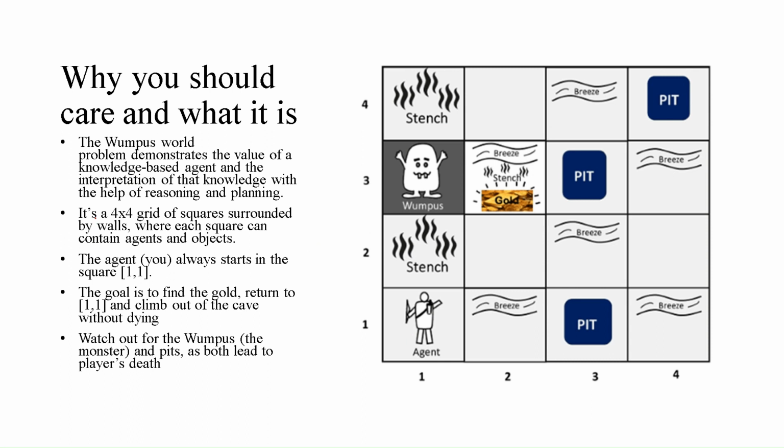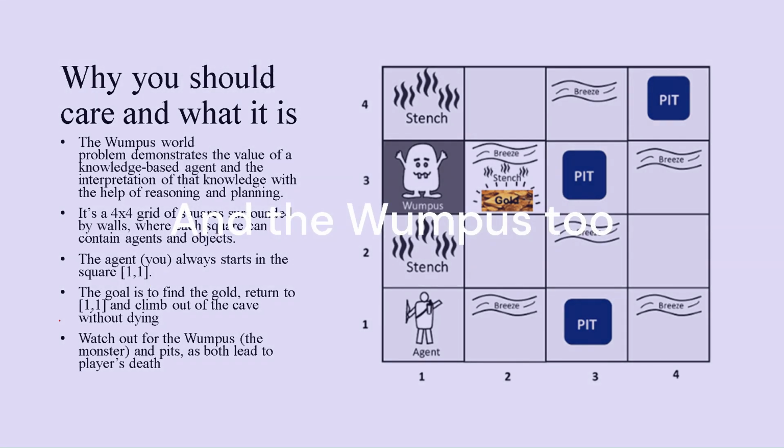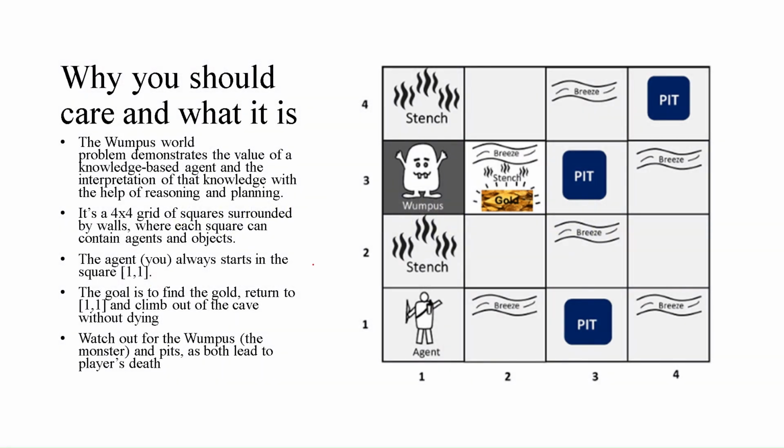And so basically, it's a 4 by 4 grid, as we can see, and each square can contain agents and objects. Agents as in you, the player, and objects as in gold and pits. So the goal is to find the gold and return to 1, comma 1 and climb out of the cave without dying. So we have to watch out for the Wumpus, which is the monster right here at 1, comma 3, along with the pits, both of which can lead to the player's death. This is the agent, this is the Wumpus, these are the pits.